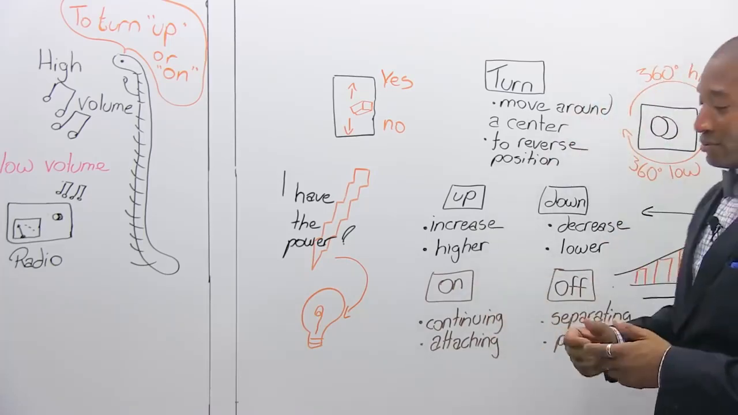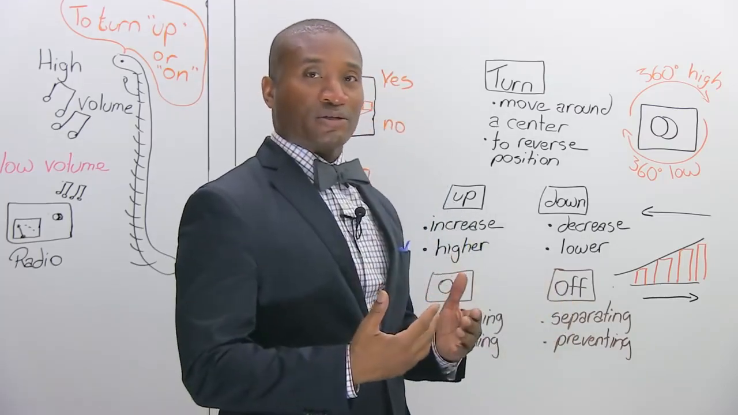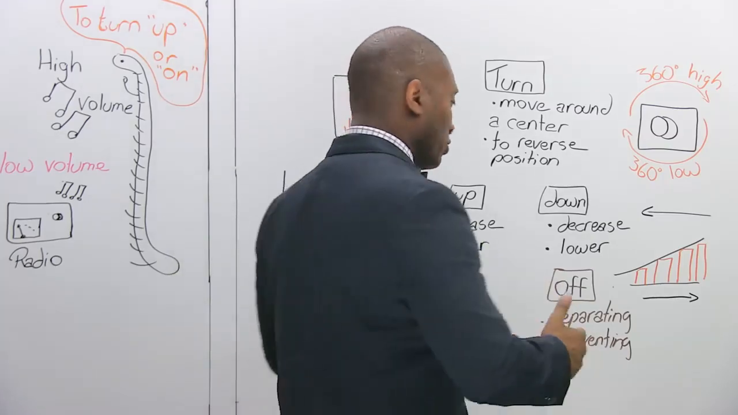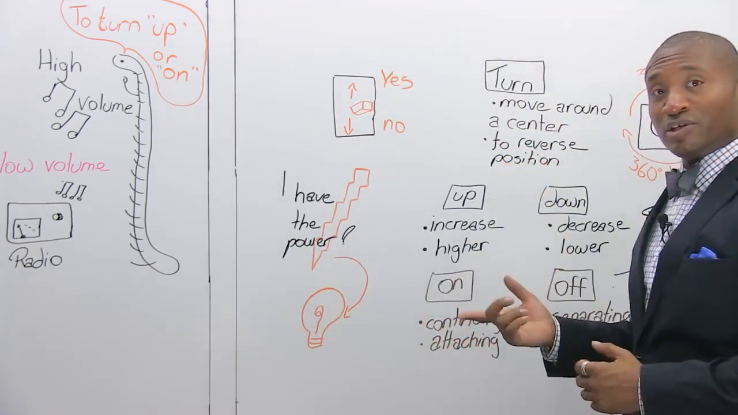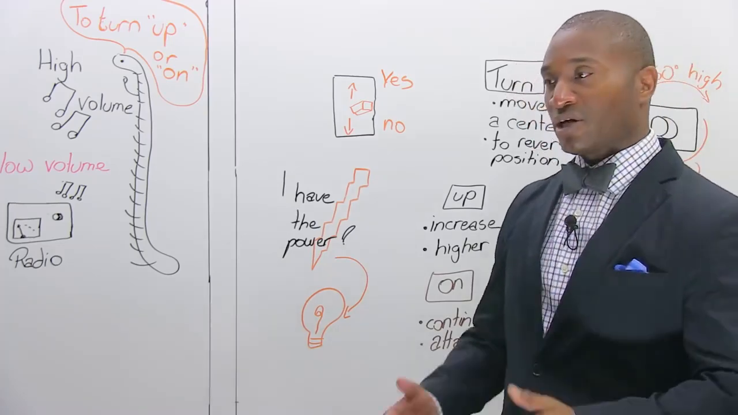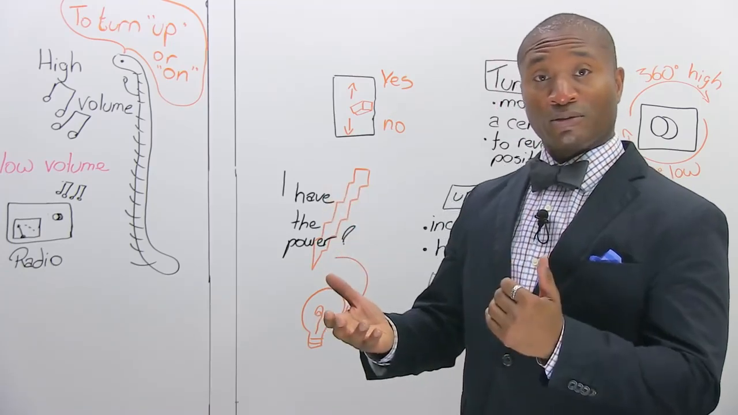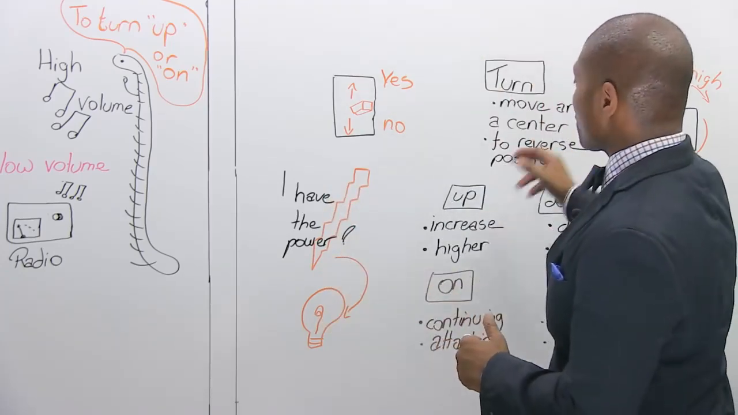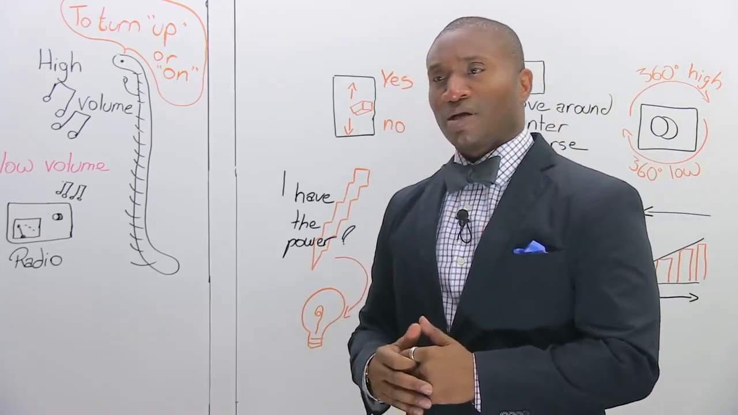First, turn. That was a turn. It's to move around the center. Here's a center. I turn around a center. Or to reverse a position. Interesting. Both of these definitions we need to understand if we say turn up or turn on. The first one, to turn around a center. We have to go back in time a little bit.